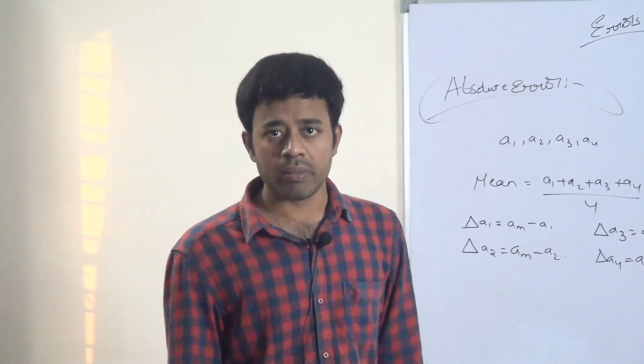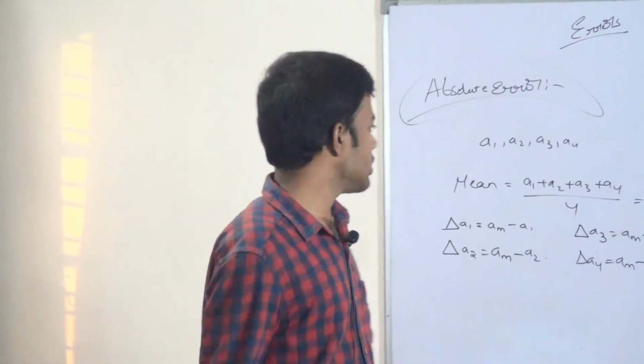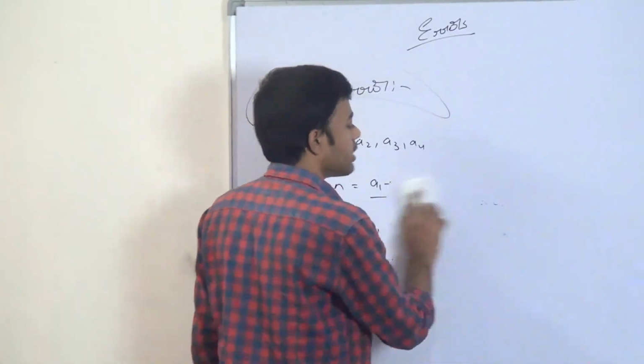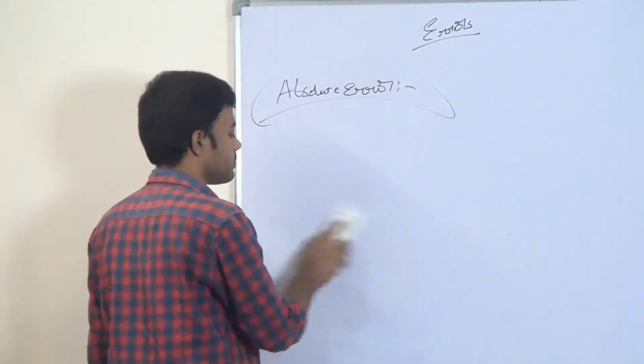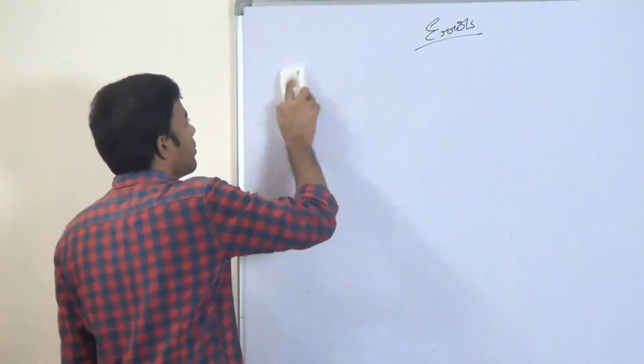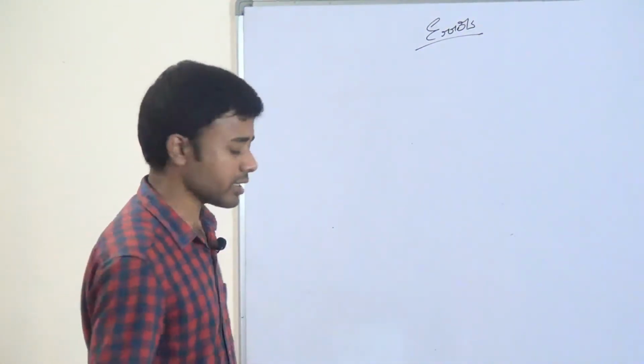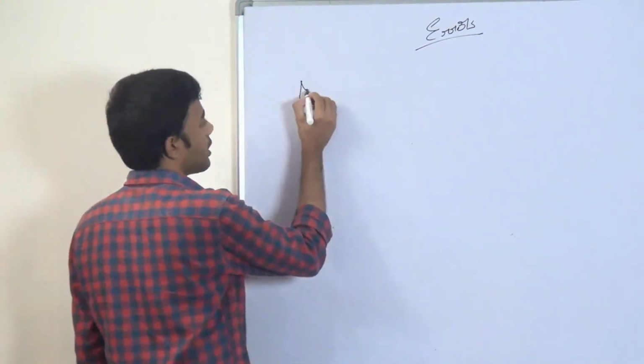Then we have mean absolute error. Mean absolute error values can be found by, maybe from this statement only you can understand something like that. Mean absolute error.